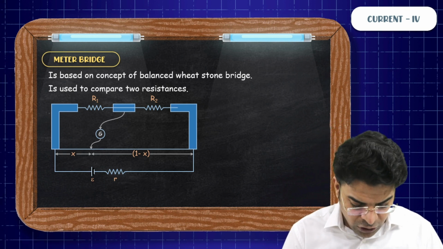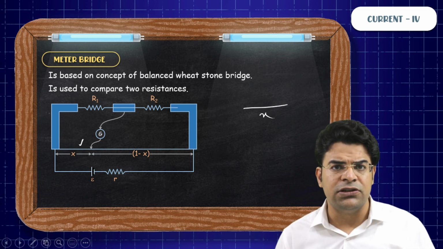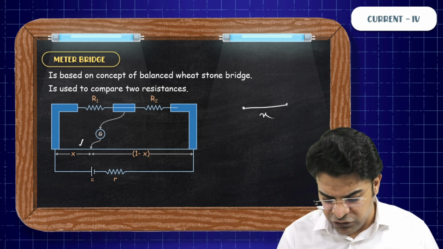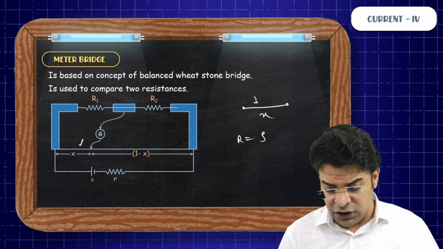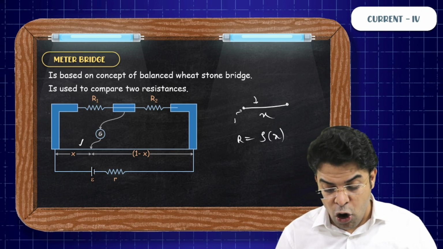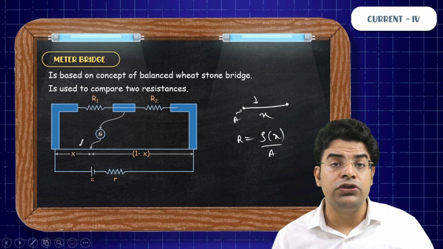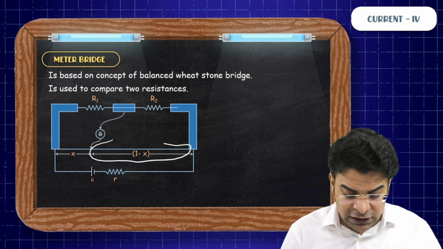Now, if you have got this wire of length X, what will be its resistance? So you will say, sir, the resistance of this much part has to be equal to the resistivity of this wire into the length of the wire, which is X, upon the cross-sectional area of the wire, using rho L by A. And the resistance of the length 1 minus X.